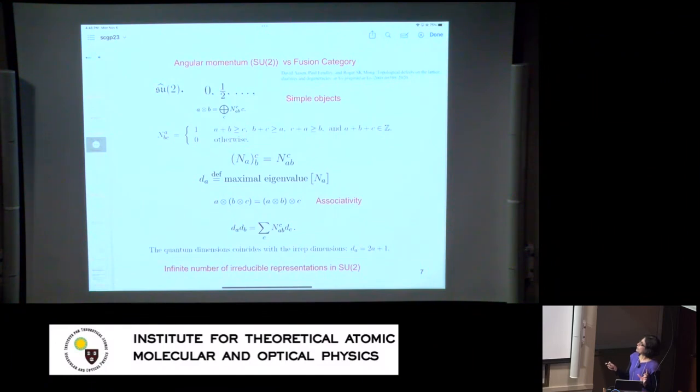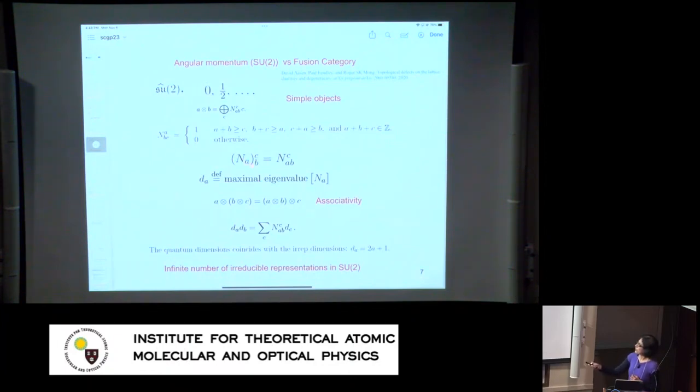So in a fusion category, you have a set of objects, simple objects. If I was talking about angular momentum, this would simply be your angular momentum: 0, half, 1, 3 halves, and so on and so forth. When you add angular momentum, it's like fusing two objects from this category. So you get A cross B is equal to a bunch of different simple objects. If this was truly angular momentum addition, then these A's, B's, and C's are related like this: A plus B is greater than or equal to C, B plus C is greater than or equal to A, C plus A is greater than or equal to B, and the sum A plus B plus C is an integer, or zero otherwise. Okay, so this is just angular momentum addition.